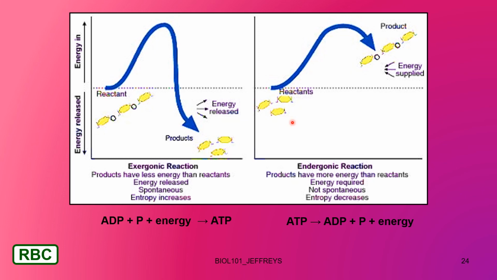Here are your 3 little glucose monomers. We need to add energy to the system because the energy of the reactants is lower than the energy of the products, so it's an uphill reaction. Once we add energy, then we can form those glycosidic bonds again and make that trisaccharide all over again. That's your endergonic reaction. Energy is required, it is not spontaneous, and entropy decreases.